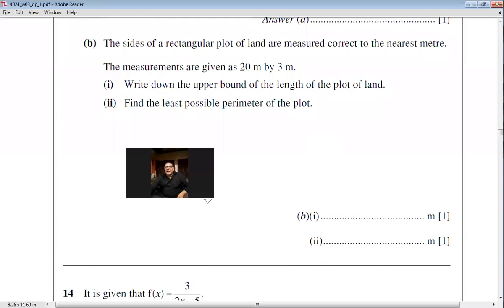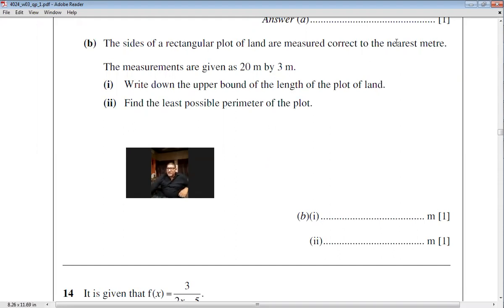It says the sides of a regular plot of land are measured correct to the nearest meter. The measurements are given as 20 meter by 3 meter. Write down the upper bound of the length of the plot of the land. And then the second part is find the least possible perimeter of the plot.